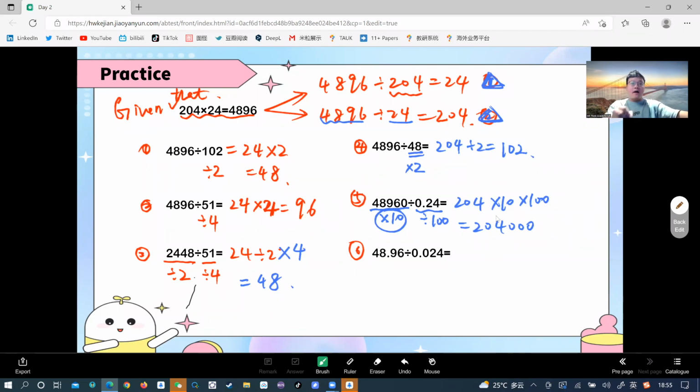Okay, so last one. Last question. How can you get this number from 4,896? This is a dividend, right? You divide by what number? And for the second one, from 24 to this one, you also divide by what number? And as for the result, we should be 204. You do some change to that. Okay, think about it.